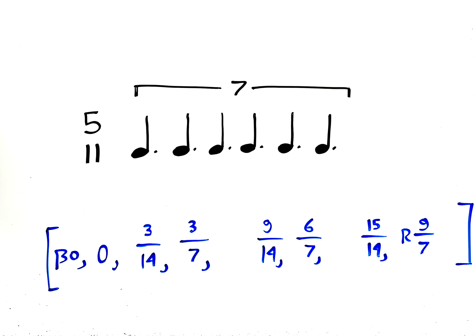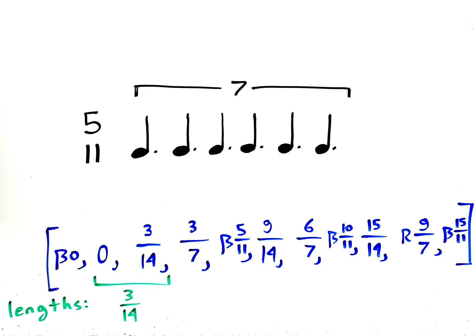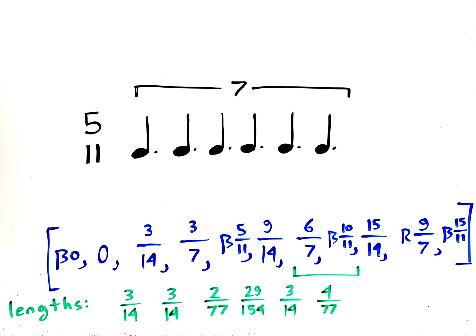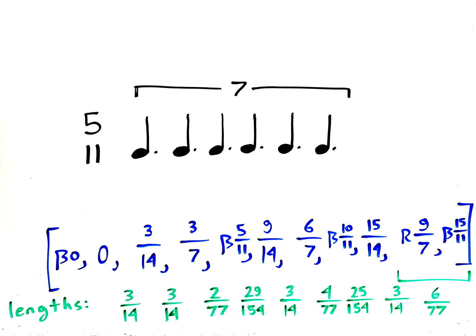The first bar line is at 0, the second bar line is at 5/11, the third bar line is at 10/11, and the fourth bar line is at 15/11. Now let's find the lengths of all the segments. The first segment is a 3/14 note, the second segment is also a 3/14 note, the third segment is a 2/77 note, the fourth segment is a 29/154 note, the fifth segment is a 3/14 note, the sixth segment is a 4/77 note, the seventh segment is a 25/154 note, the eighth segment is a 3/14 note, and the ninth segment is a 6/77 note.